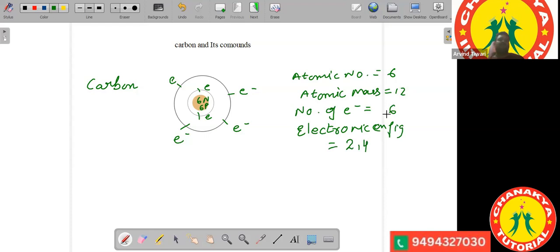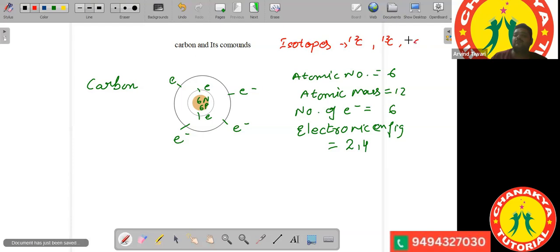Now, this atomic mass can vary as there are certain isotopes of carbon: carbon 12, carbon 13, and carbon 14. Carbon 13 and carbon 14 are radioactive. Carbon 12 is not radioactive. The most versatile form of carbon is carbon 12, and mostly we find carbon 12 around us.